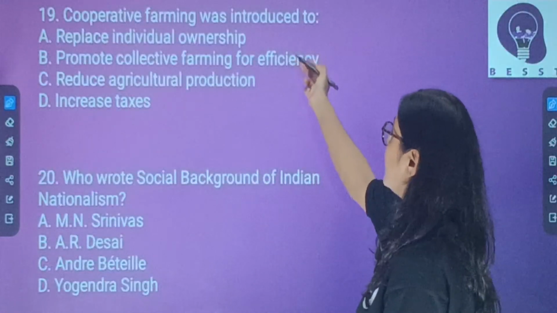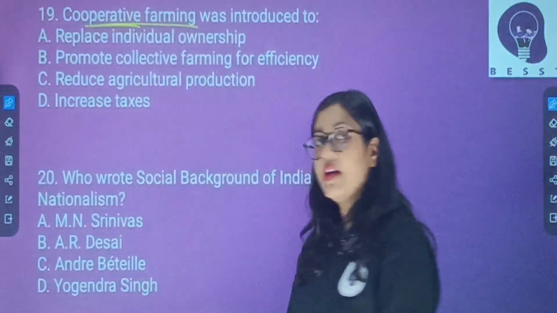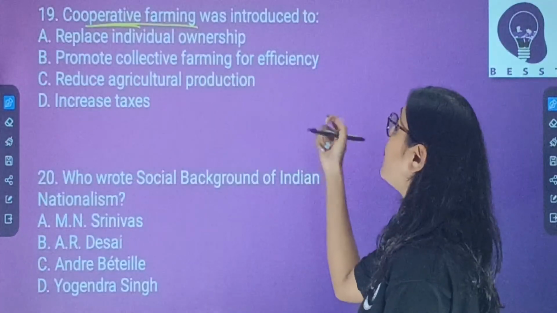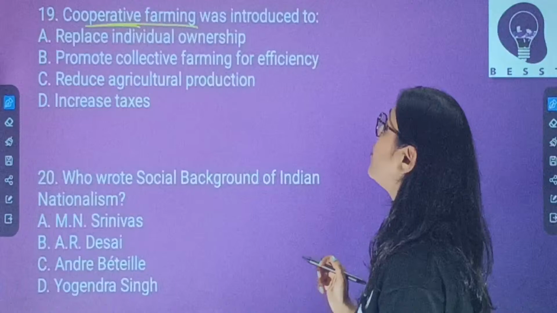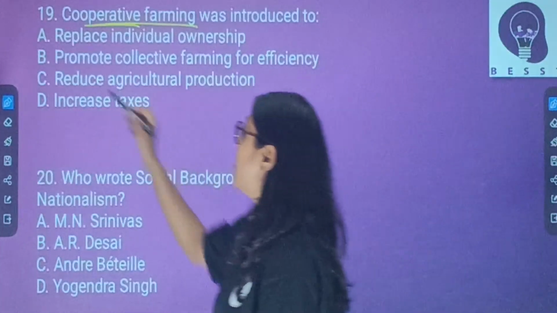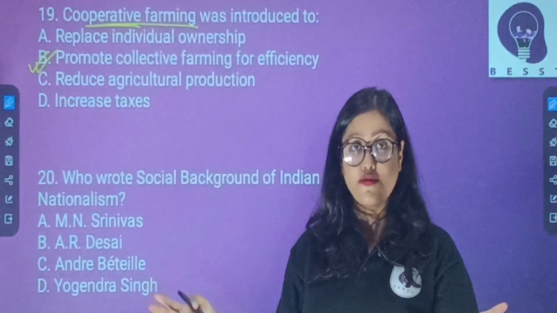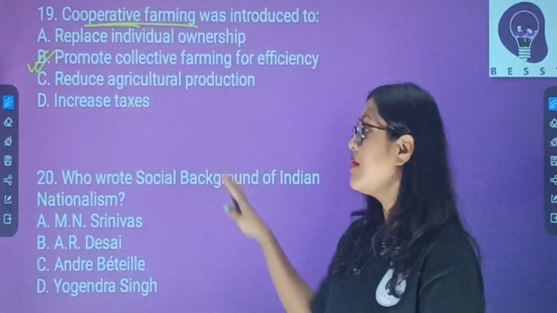Cooperative farming was introduced to... Why was cooperative farming introduced or implemented? To replace individual ownership, to promote collective farming for efficiency, to reduce agricultural production, or to increase taxes. So it will be option number B. In order to do farming or cultivation collectively, cooperative farming was introduced.